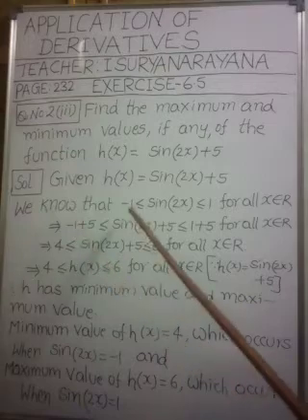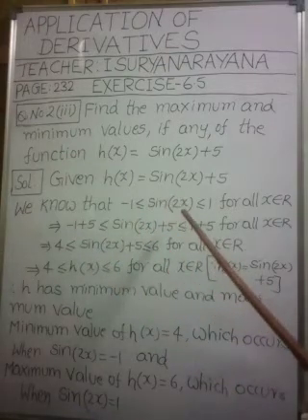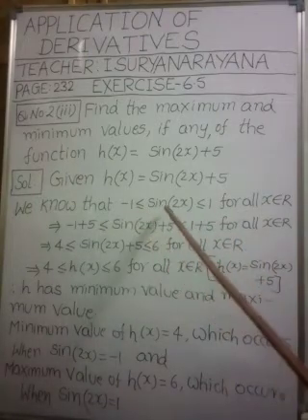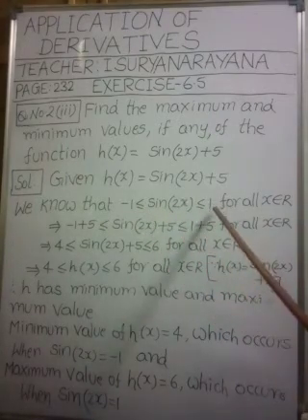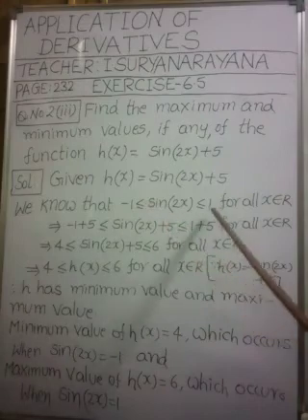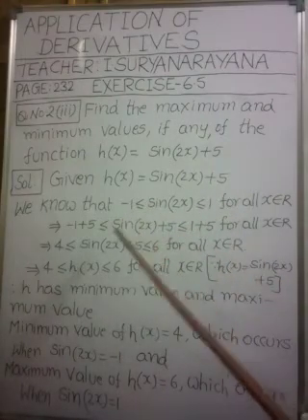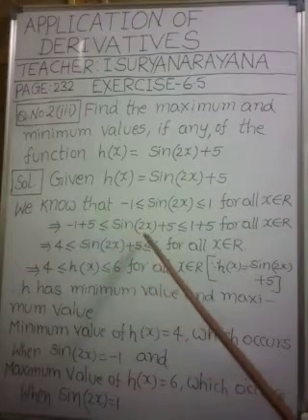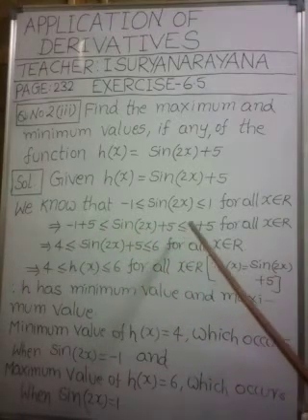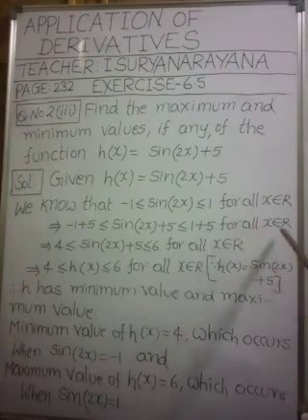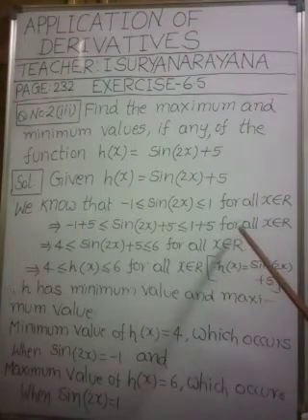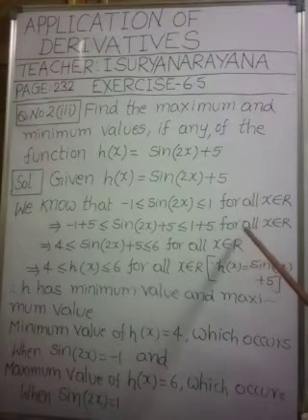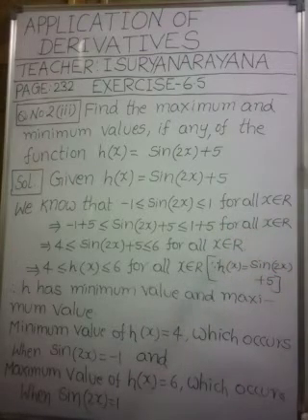This implies we are adding 5 to all the sides of this inequality. This is the left side, this is the middle, and this is the right side. So for all three sides we are adding 5. So minus 1 plus 5 is less than or equal to sine of 2x plus 5, less than or equal to 1 plus 5, for all x belongs to R. By adding 5 to all the sides of this inequality, we got this step.